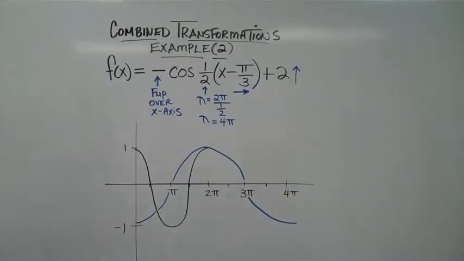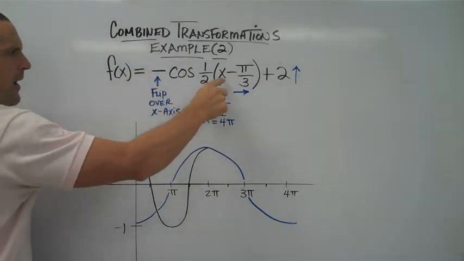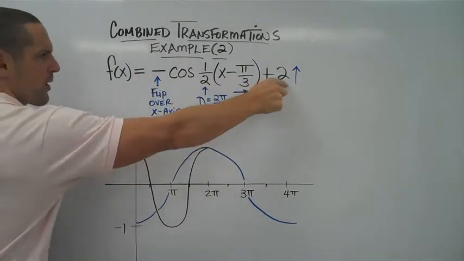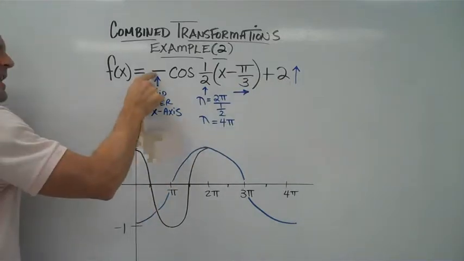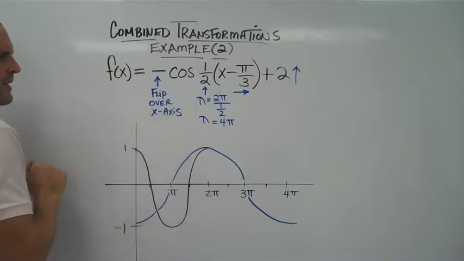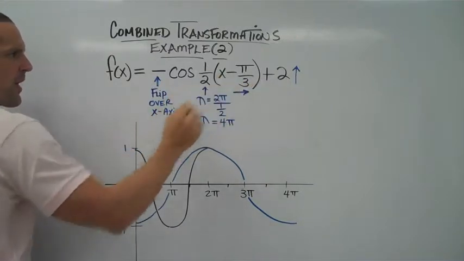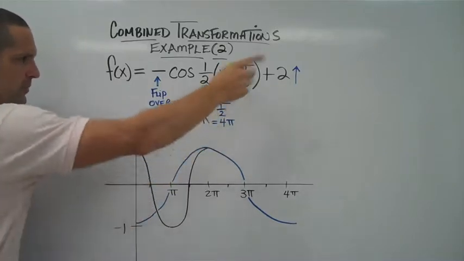Consider the combined transformation of cosine. Here's our function. F of x equals negative cosine of quantity 1/2 x minus pi over 3, plus 2. Well, we know that this negative means we're going to flip this curve over the x-axis. This 1/2 is the b term. It's multiplying by x minus c, or x plus c.